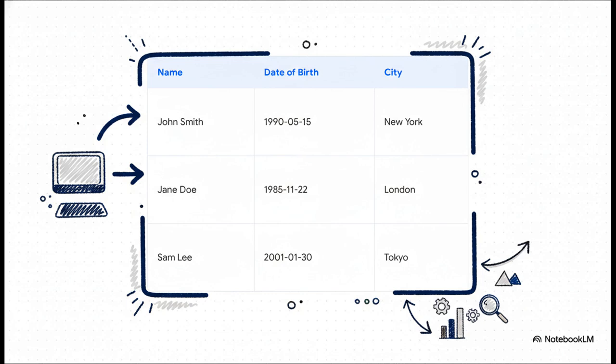A spreadsheet is the classic example. You've got your columns, right? Name, date of birth, city. Every piece of info slots right into its own little box. It's clean, it's predictable, and for a computer, it is an absolute dream to work with because it knows exactly where to look for everything.